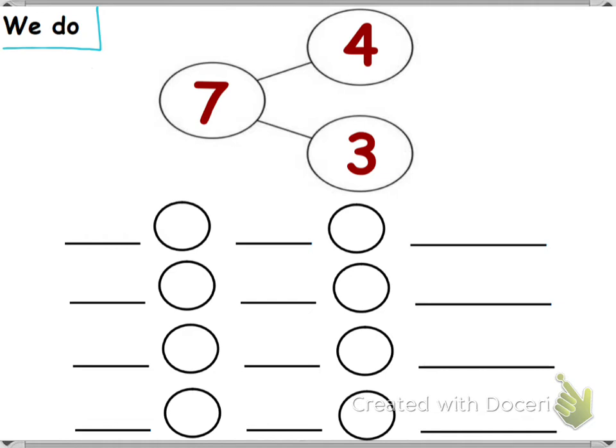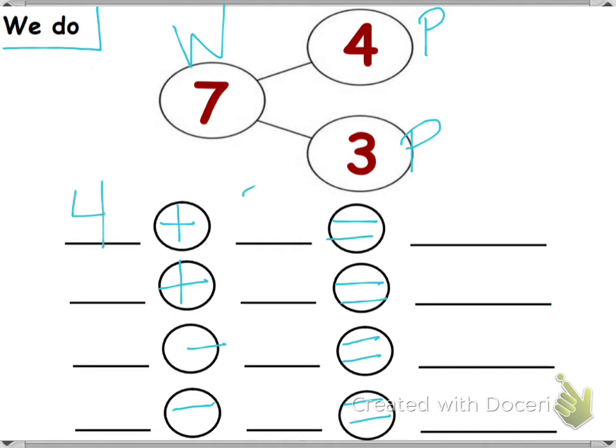Alrighty. Oh, look, they're so nice. They gave us all parts, so no parts are missing this time. So we know that 7 is our whole, 4 is a part, 3 is a part. So first, let's just go ahead and write our plus signs, our equal signs, and our minus signs, so we don't have to do that later. Now, let's do our addition sentences. Remember, it's your part plus your other part.